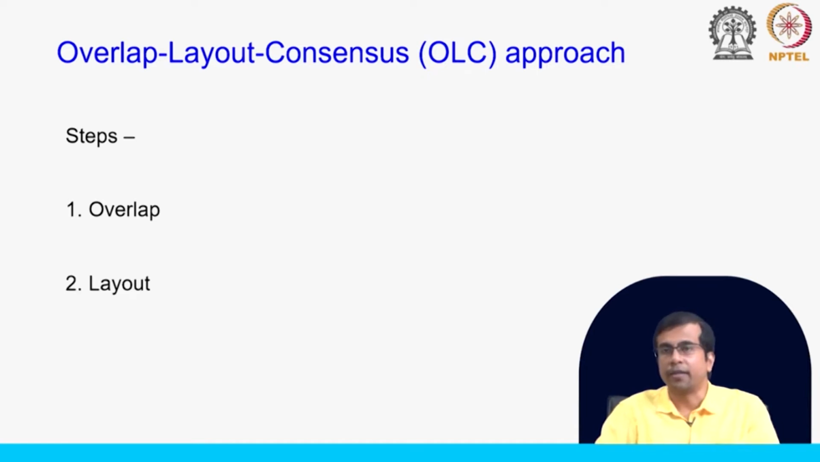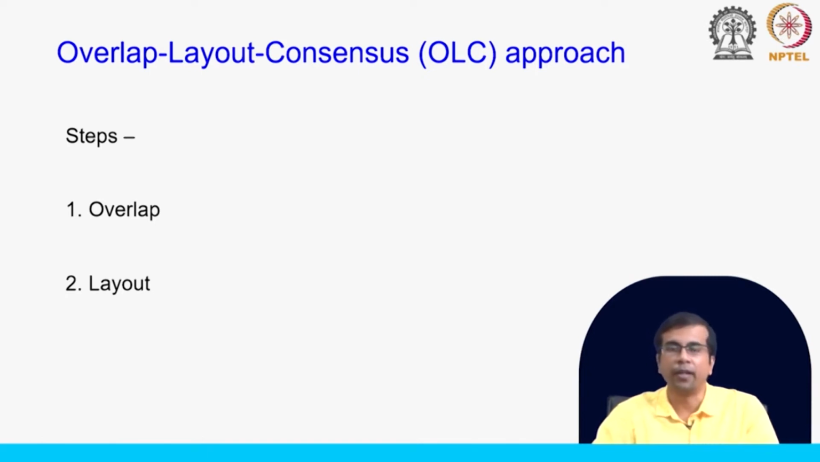The second step is the layout approach. We will talk about this layout approach in subsequent slides in much more detail, and this is where the difference starts. This is where it differs from the SCS approach. The SCS approach tries to find the best path, the optimal path. We talked about what the optimal path is.